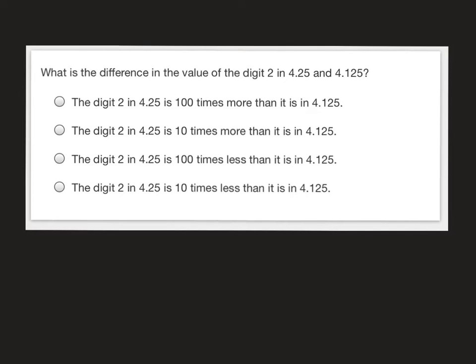All right, this is another one. What's the difference in the value of the digit 2 in 4.25 and 4.125? Main thing we need to see is when we look at these two numbers, I can see that this first one is in the tenths place. The second one is in the hundredths place. So I know that tenths and hundredths are only one place apart. So we would have to have either 10 times or 1/10. We cannot have 100 on either one of these because we would have had to move twice.